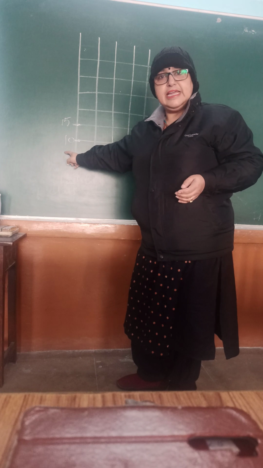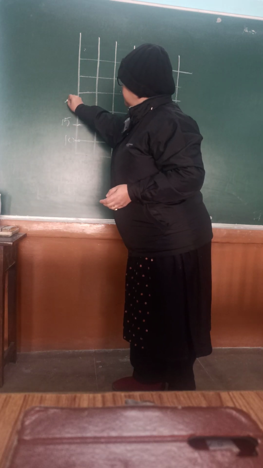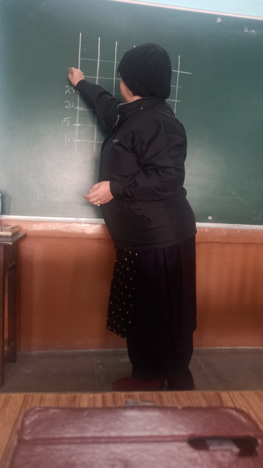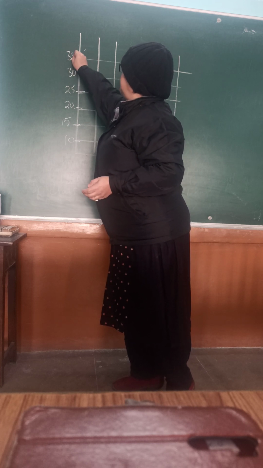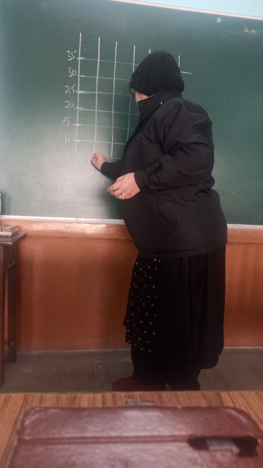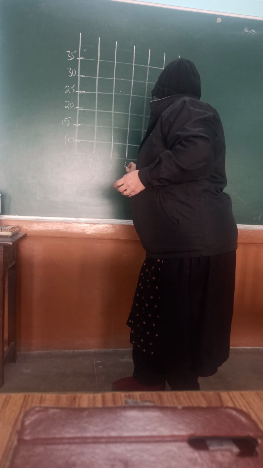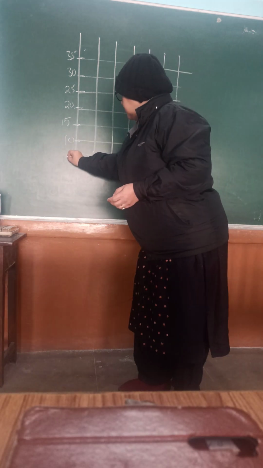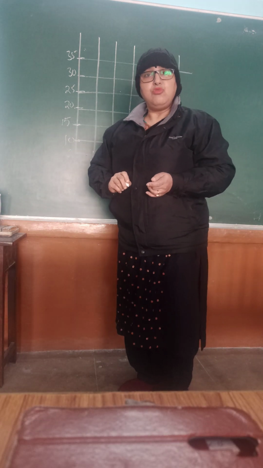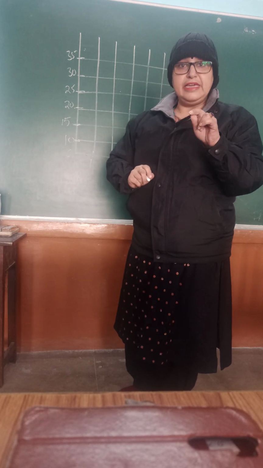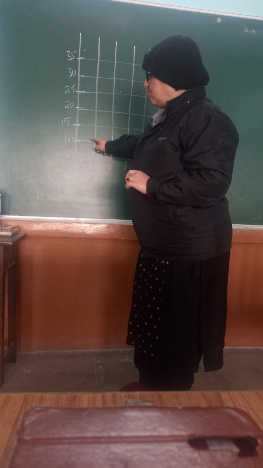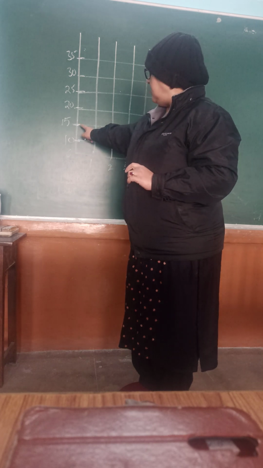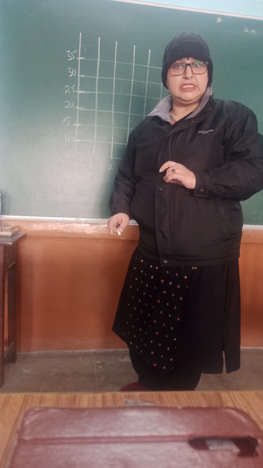Suppose I mark 10, 15, 20, 25, 30, 35, and here suppose I mark 1, 2, 3, 4, 5. Okay, and I have a 0 over here. So how do you read the lines which are between the two boxes? Okay, 10 is written here and 15 is written on the next part.